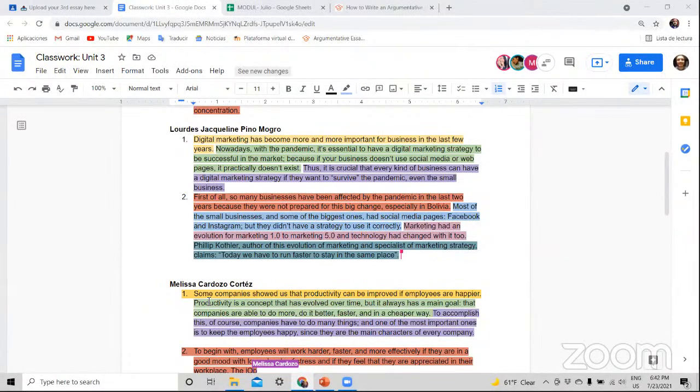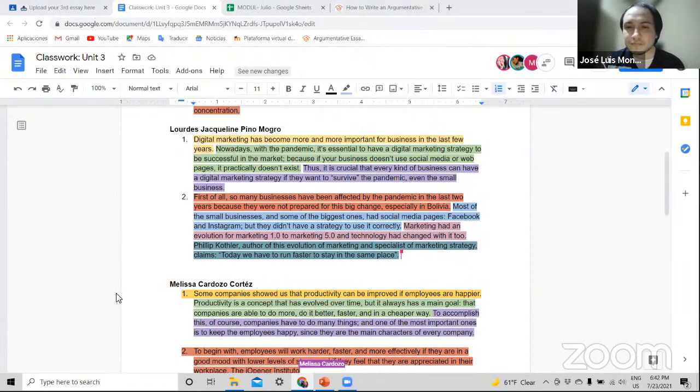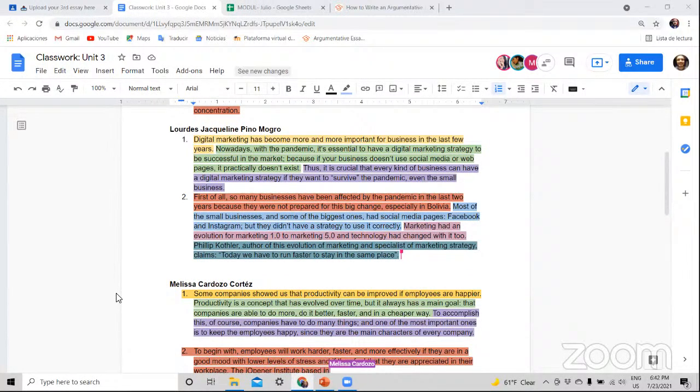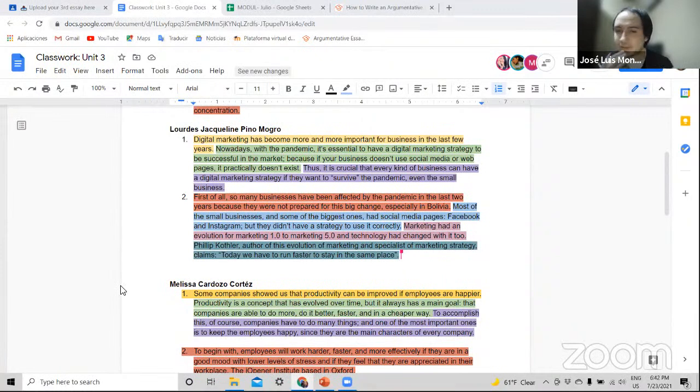Okay, marketing had an evolution from marketing 1.0 to marketing 5.0, and technology had changed with it too. Philip Kotler, author of This Evolution of Marketing and specialist of marketing strategy, claims today we have to run faster to stay in the same place. Good, very good. Great, that's it. That's everything I need, Lourdes.